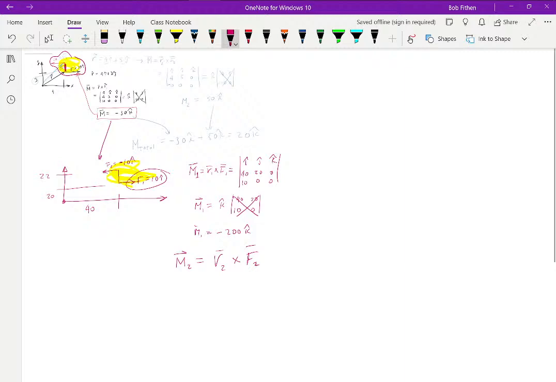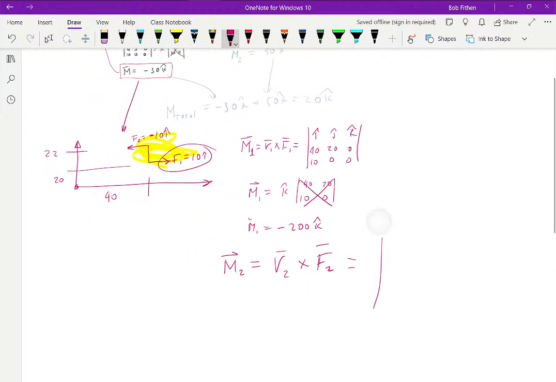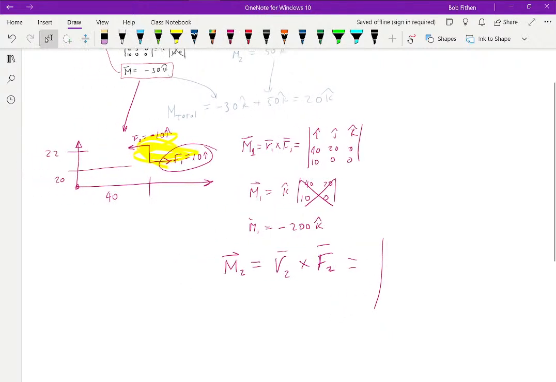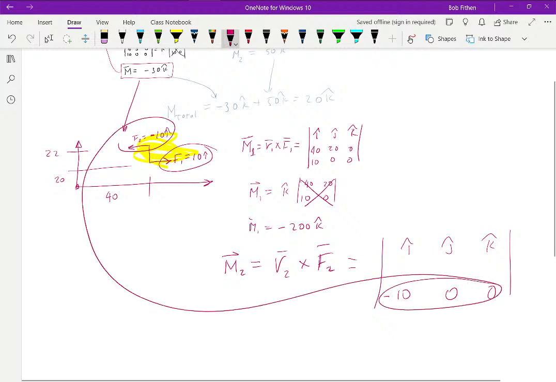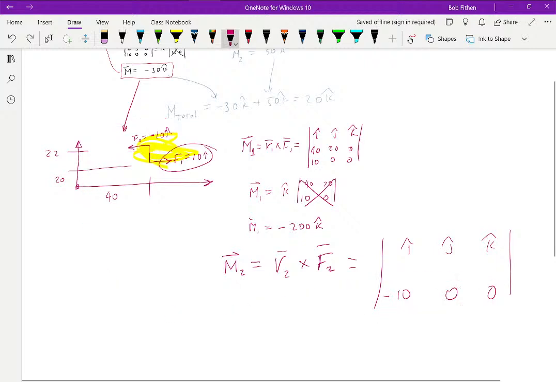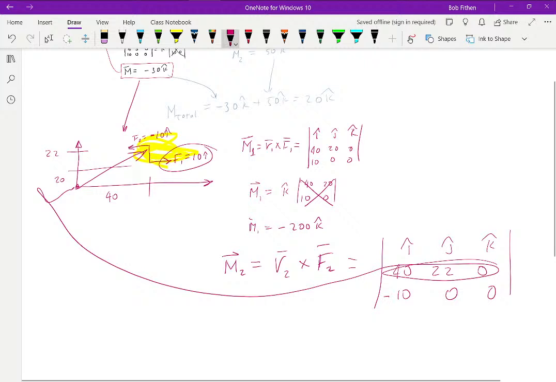Go back into it. I'll zoom in a little bit on it. My force is still minus 10. Okay, I, J, K. So this is the force right here. The R vector is still 40. This time it's 22 and 0. This vector originates right here and goes to there.